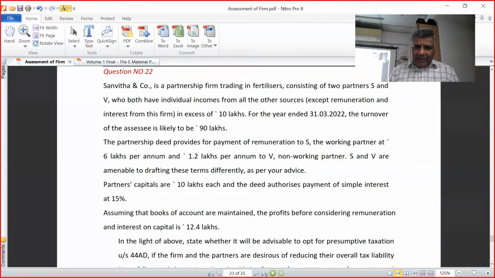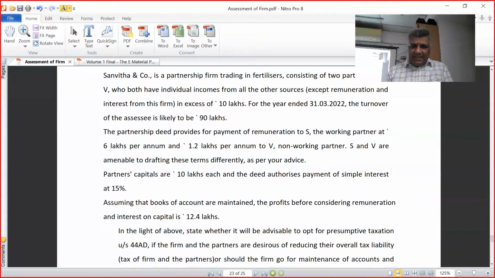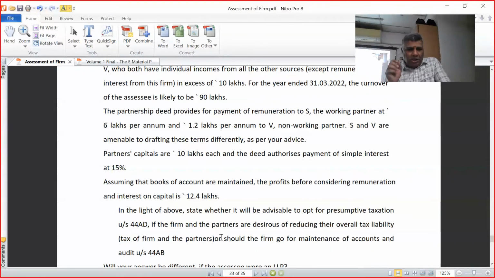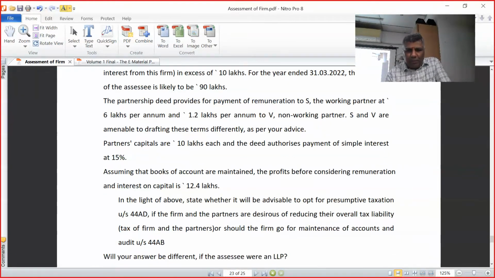For the year ended, the turnover of the assessee is 90 lakhs. The partnership deed provides for payment of remuneration to S, the working partner, at 6 lakh and 1.2 lakhs per annum to V, the non-working partner. S and V are amenable to drafting these terms differently as per your advice. Partners' capital are 10 lakhs each and the deed authorizes simple interest of 15%. Assuming that books of accounts are maintained, the profit before considering remuneration and interest is 12.5 lakhs.